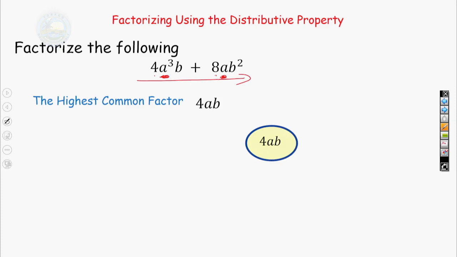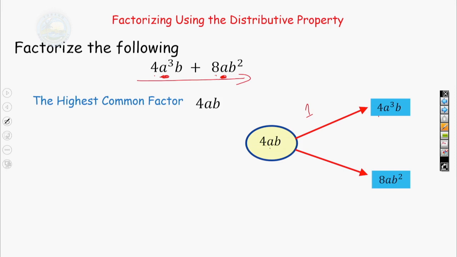The next question we need to ask ourselves is this. What can I multiply 4ab by to give me 4a cubed b? And likewise, what can I multiply 4ab by to give me 8ab squared? So here, 4 times what is 4? 4 times 1 is 4.